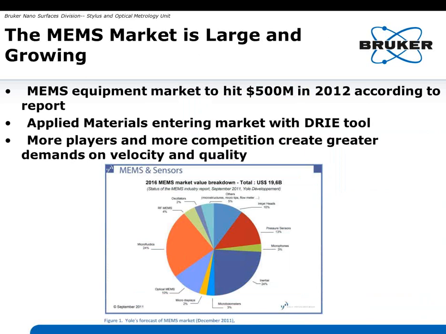A little bit of introduction to the topic today, probably familiar to a lot of you, but why the focus on MEMS, why this webinar? Well, the MEMS market is large and continues to grow at a very rapid pace. So the MEMS equipment market even is expected to hit $500 million in 2012. You can tell that MEMS production is gaining traction because even Applied Materials now has entered the market with a DRIE tool for enhanced MEMS production. And what this ultimately means is there's more players entering the marketplace, there's more competition, and that's creating greater demands on product development velocity as well as quality.